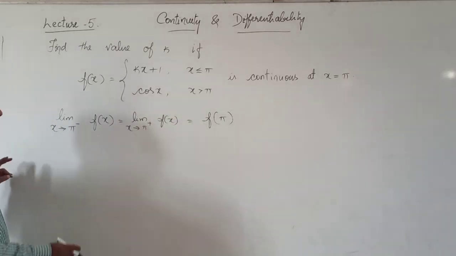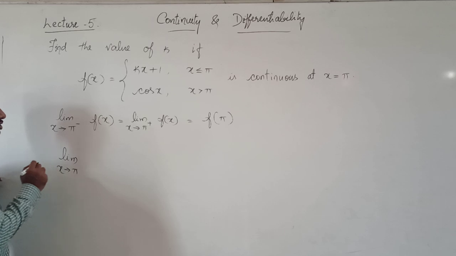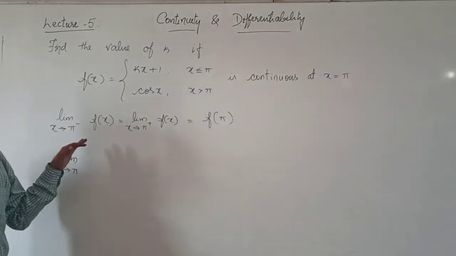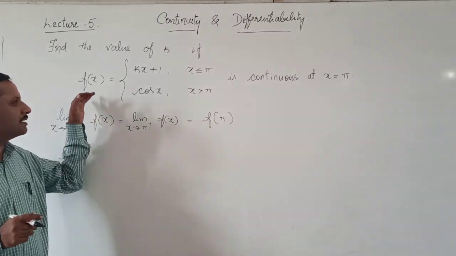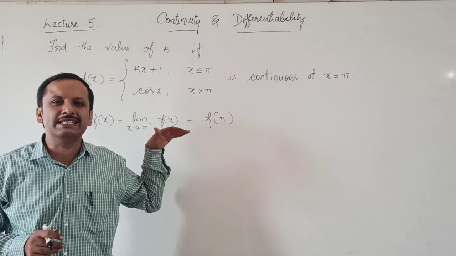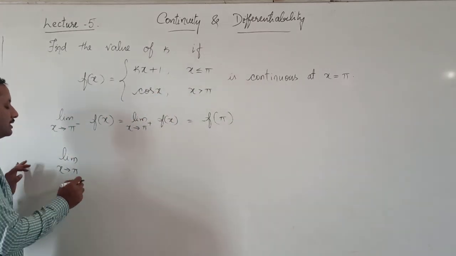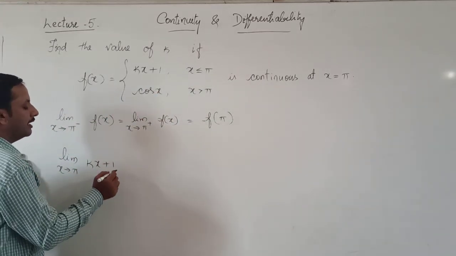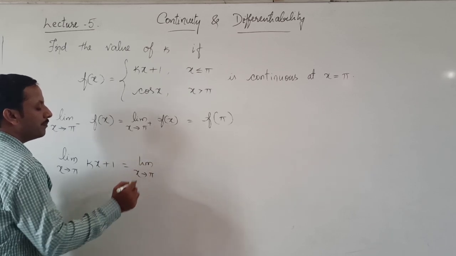Okay. So now limit x tends to pi minus, the meaning of this is that x is approaching pi from left side. When x approaches pi from left side, x is less than pi. When x is less than pi, the function is defined as kx plus 1. That's equal to limit x tends to pi plus.